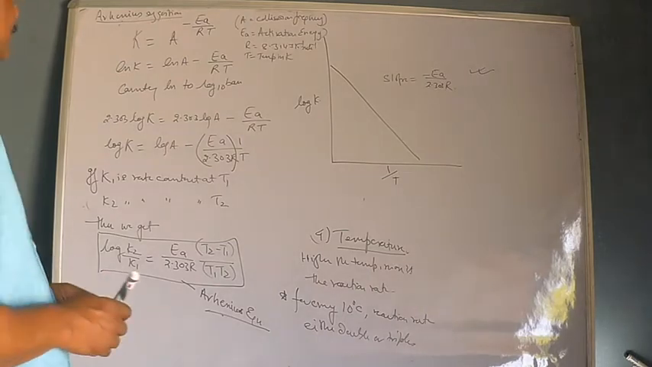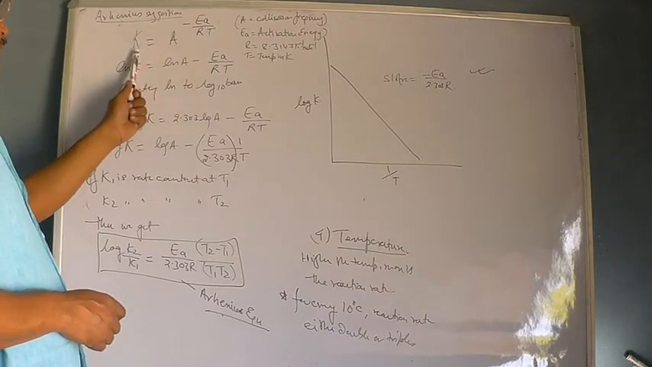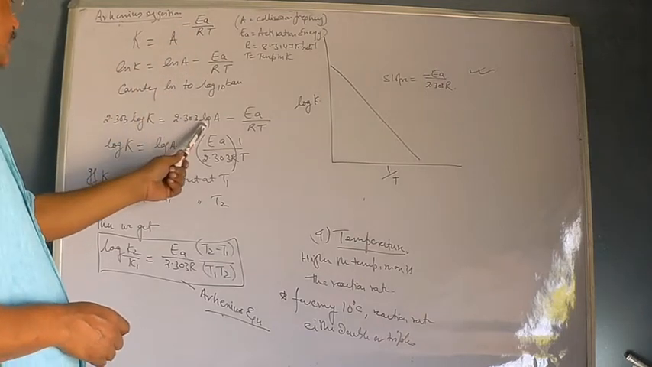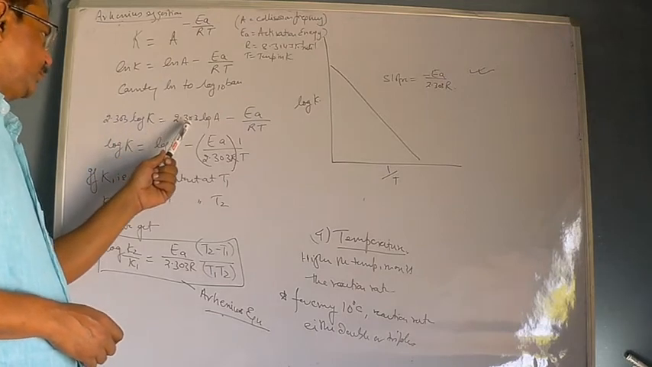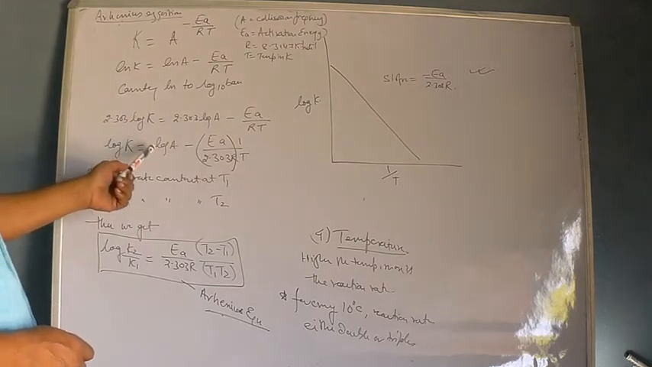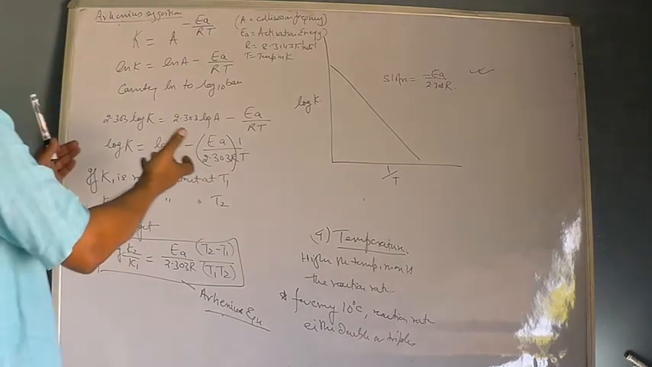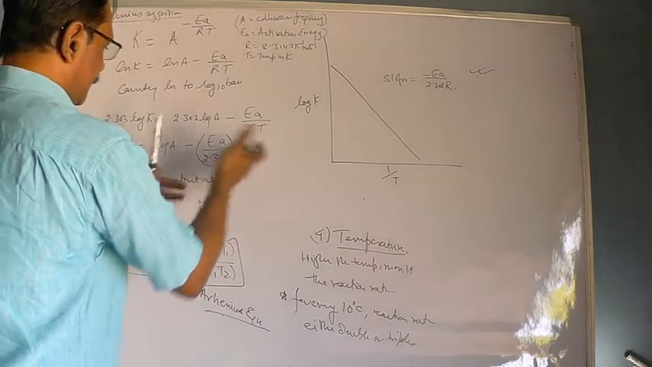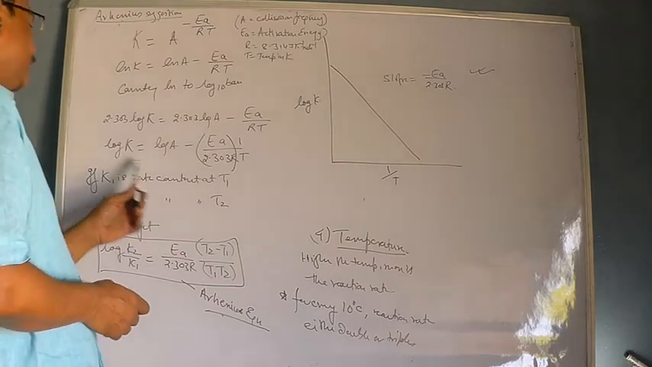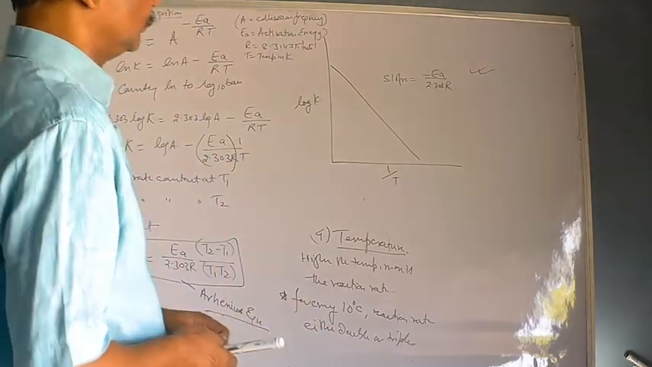So class, I repeat again, Arrhenius suggested that the rate constant of a particular reaction is a function of its temperature. So K equals A e to the power minus Ea upon RT. Converting to natural log, then converting to log base 10, we get 2.303 log K equals 2.303 log A minus Ea upon RT. So taking 2.303 common, we get log K equals log A minus Ea upon 2.303 R times 1 by T. So class, this is a straight line equation y equals mx plus c. If I plot log K against 1 by T, I get a straight line with a negative slope, and the slope is given by minus Ea upon 2.303 R.